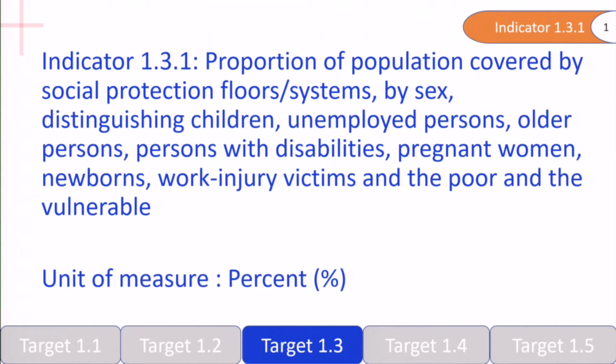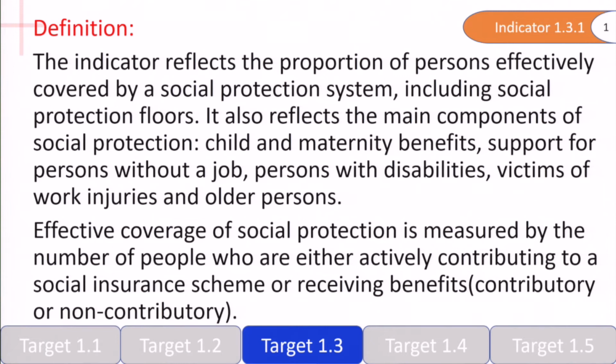So, the indicator under target 1.3 is the proportion of population covered by social protection floors or systems, by sex, distinguishing children, unemployed persons, older persons, persons with disabilities, pregnant women, newborns, work injury victims, and the poor and the vulnerable. So, we have only one indicator for this target, and we measure this indicator in terms of percentage. The definition for this indicator is that it reflects the proportion of persons effectively covered by the social protection system, including the social protection floors.